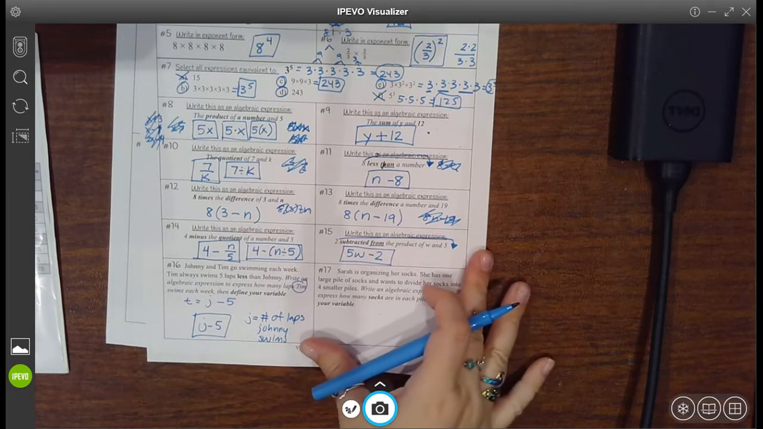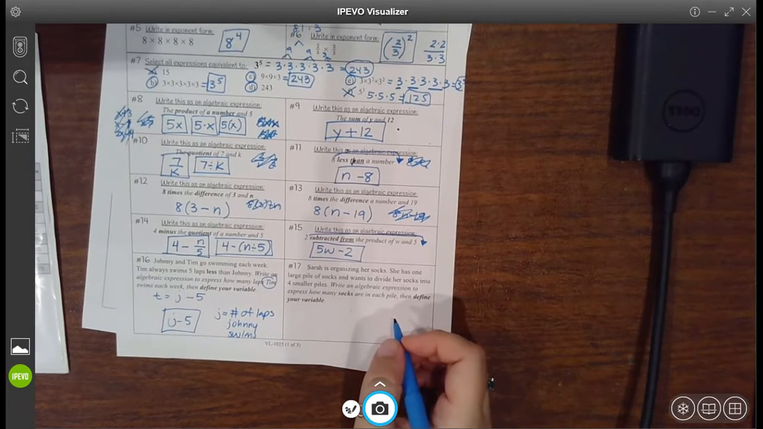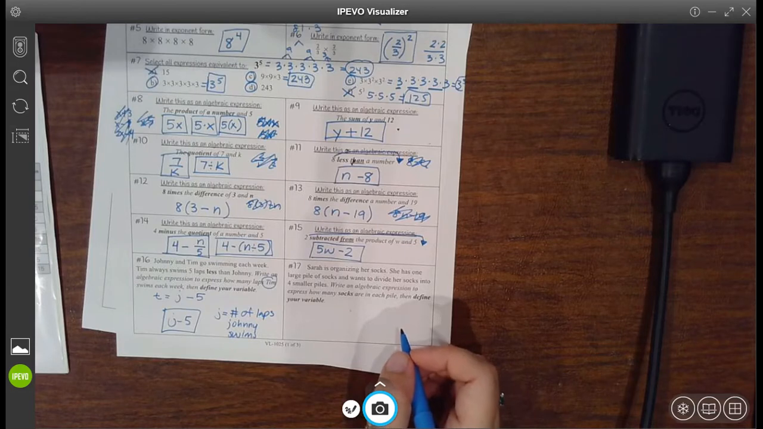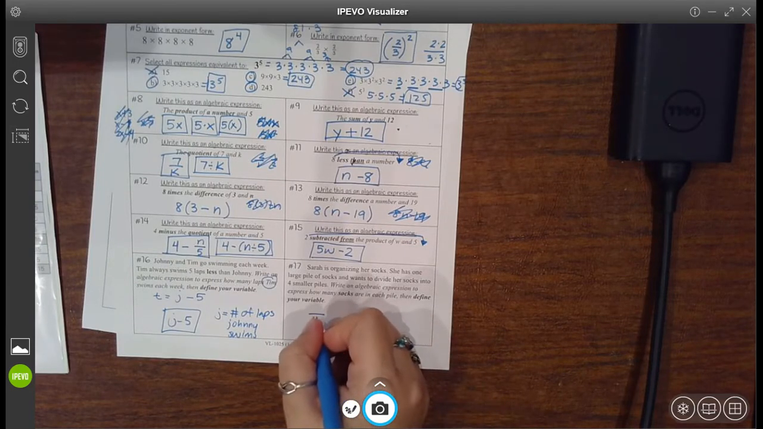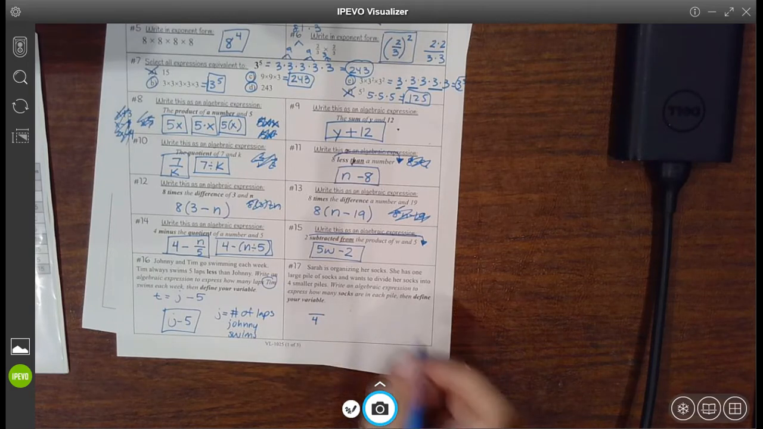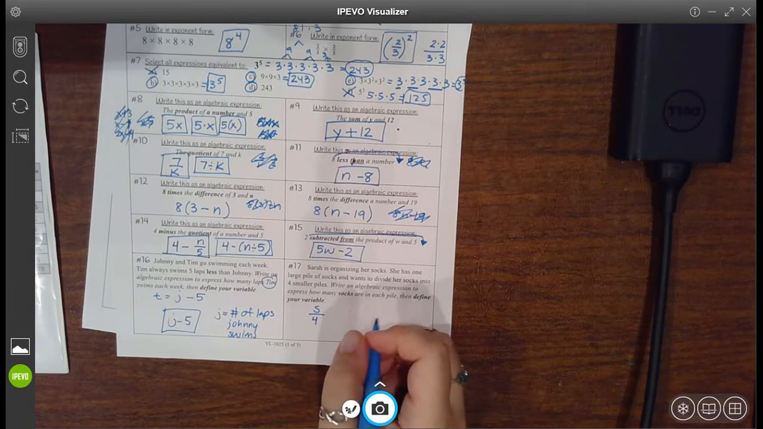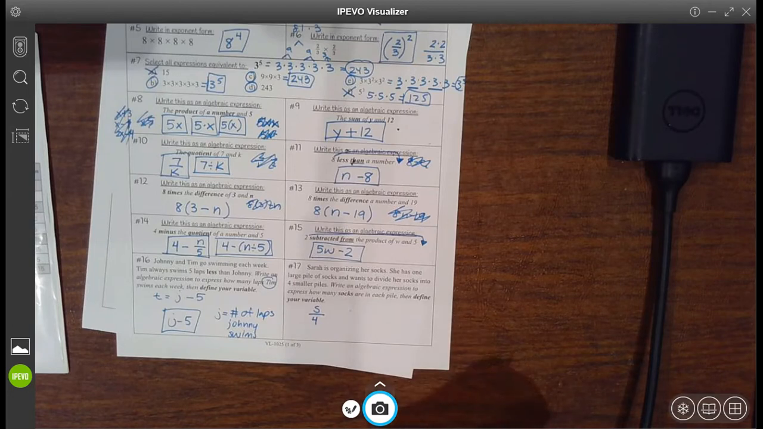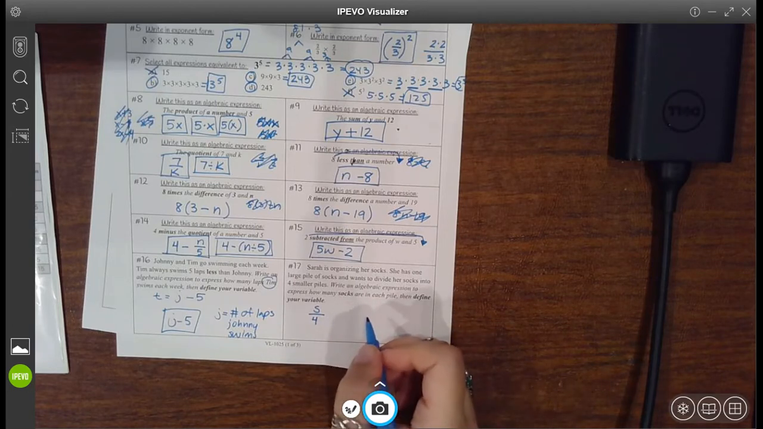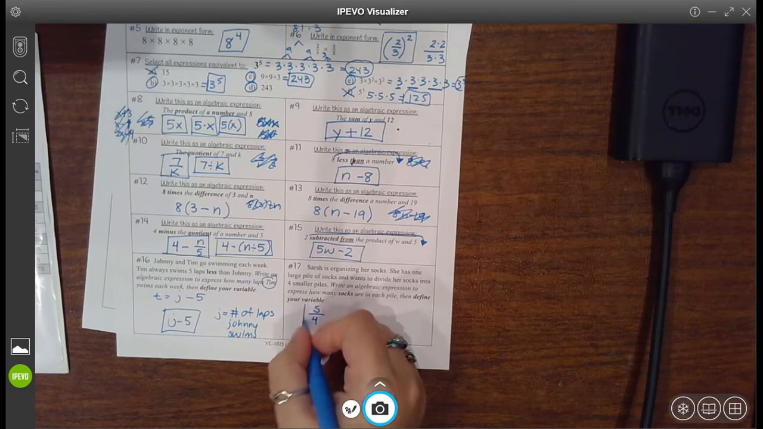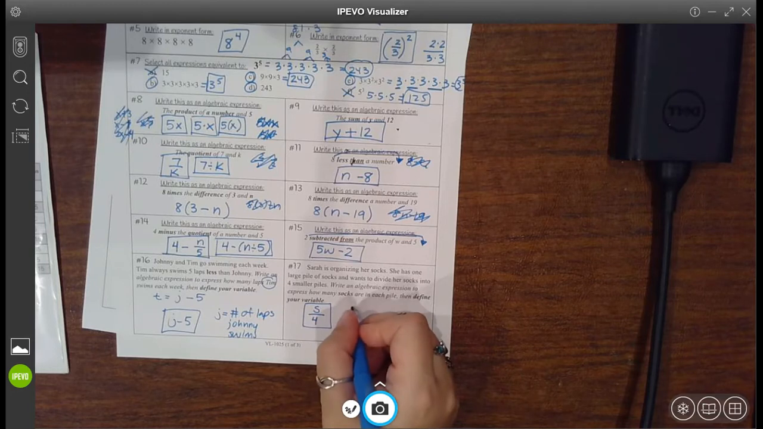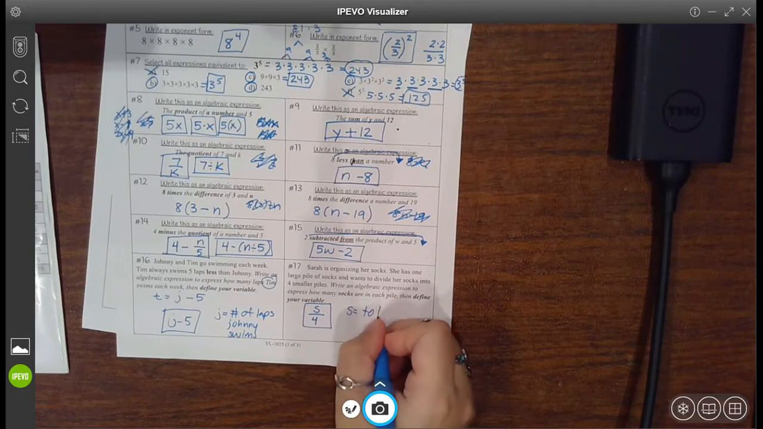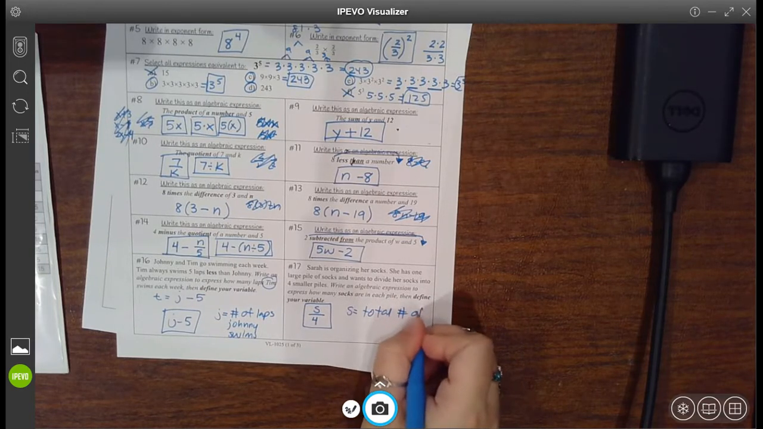All right. This one is saying Sarah is organizing her socks. She has one large pile of socks and wants to divide her socks into 4 smaller piles. So I'm dividing it into 4 piles. And what am I dividing? My number of socks. Okay. There you go. That's my expression. So express how many socks are in each pile. If I take the total number of socks and divide it by 4, that'll tell me how much is in each pile. So S equals the total number of socks.